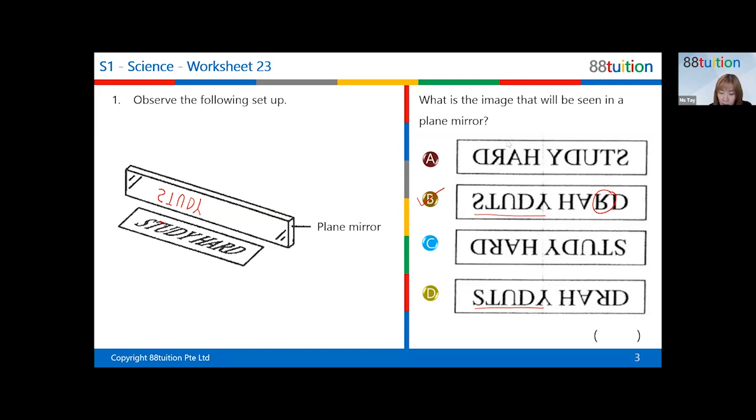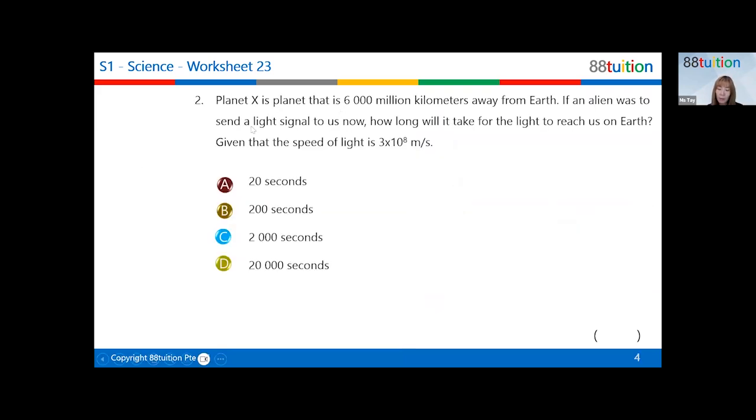Next, planet X is a planet that is 6,000 million kilometers away from Earth. If an alien was to send a light signal to us now, how long will it take for the light to reach us on Earth, given that the speed of light is 3 times 10 to the power of 8 meters per second? Okay, so what's the answer here? Answer is actually D as given. All right. Heidi got it. Evan got it. Hannah, you didn't do this one. Is that right? Okay. So how did you do this, Evan?